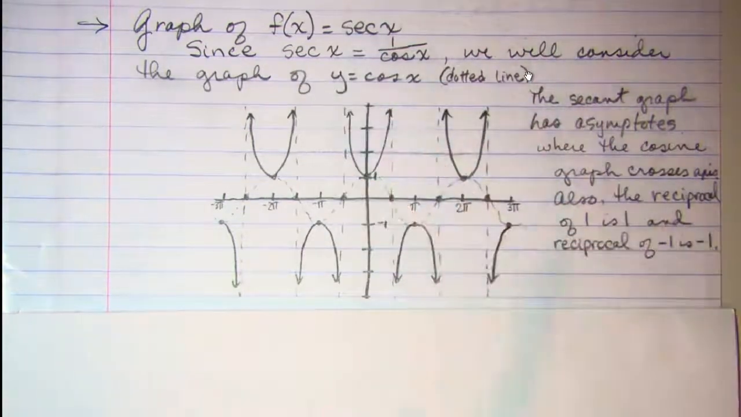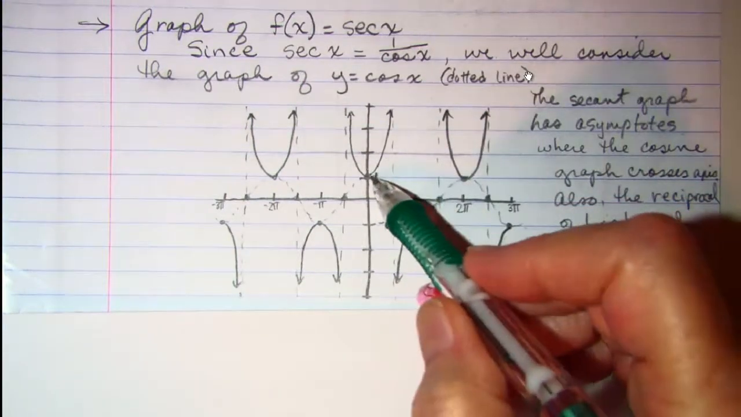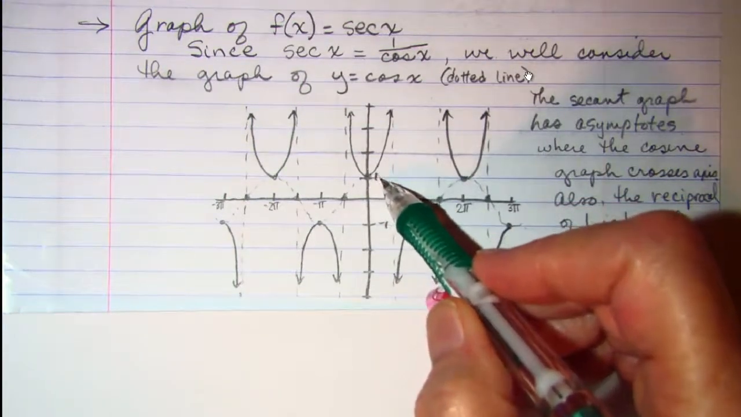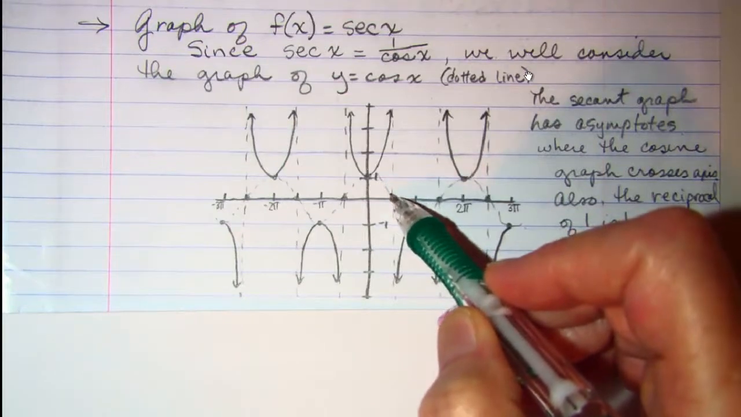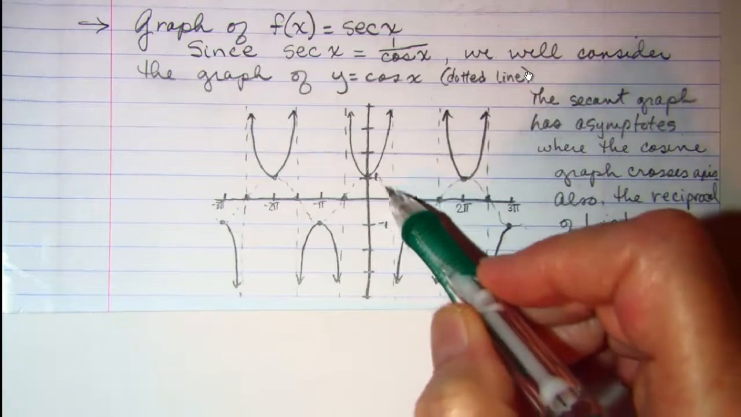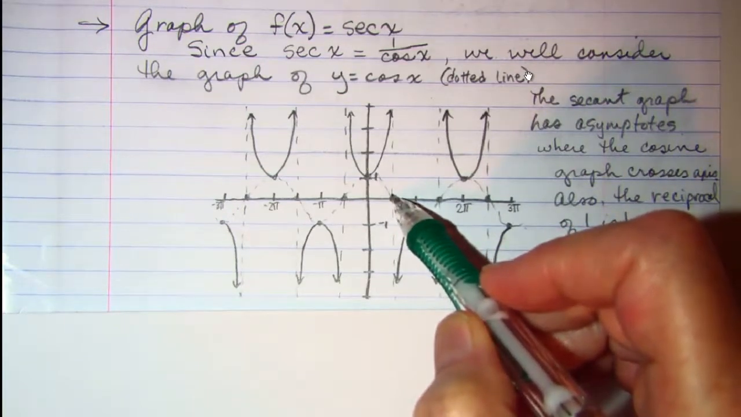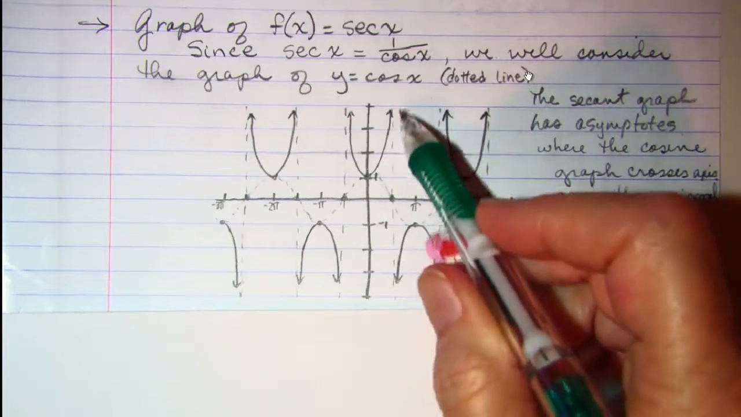Then, if you'll notice, just one thing to remember, as my cosine curve gets smaller and smaller, in other words, gets closer and closer to 0 right here in this little interval, my reciprocal function, the secant, gets bigger and bigger.